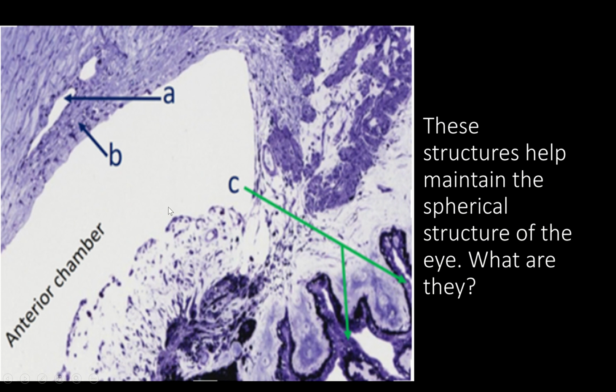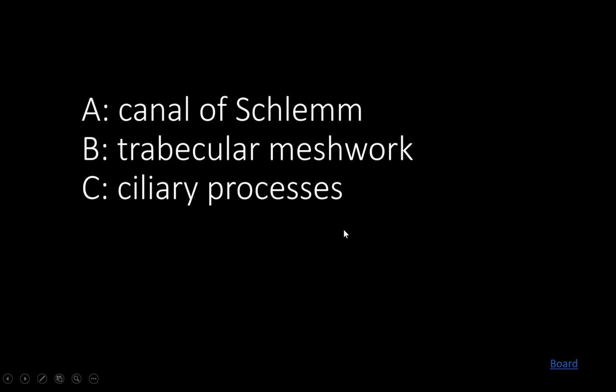correct pressure, right? So we're constantly producing fluid over here from these secretory cells, from these ciliary processes, and it constantly needs to be drained, but we don't want it to drain so fast that the eye deflates, and we don't want it to drain so slowly that the eye inflates, okay? So hopefully that makes sense. So canal of Schlemm, trabecular meshwork, ciliary processes of the ciliary body.